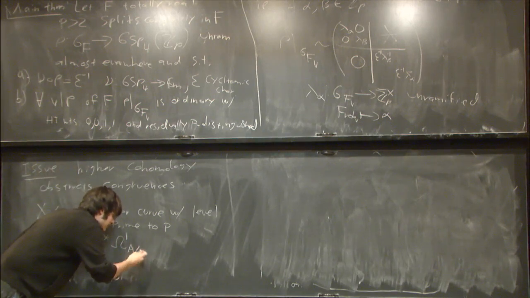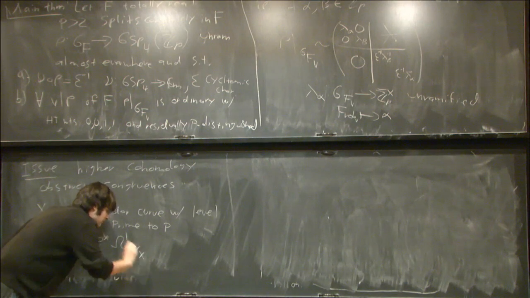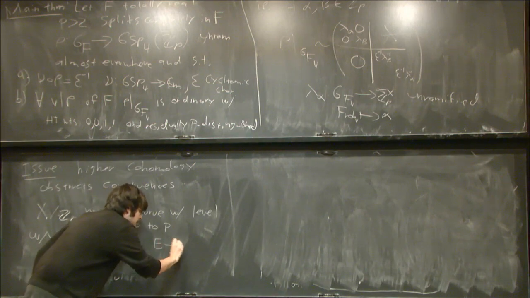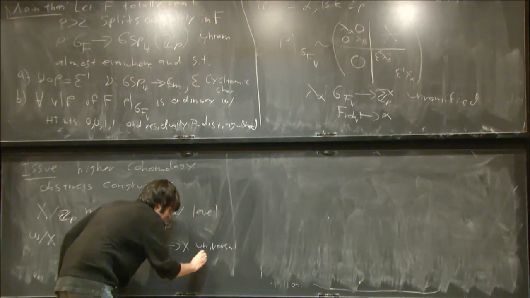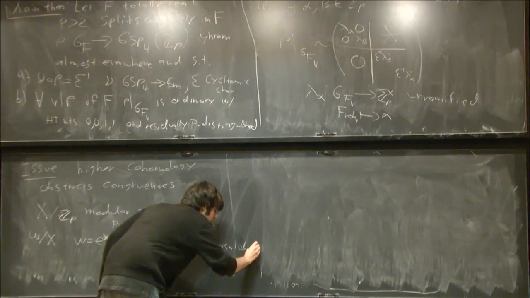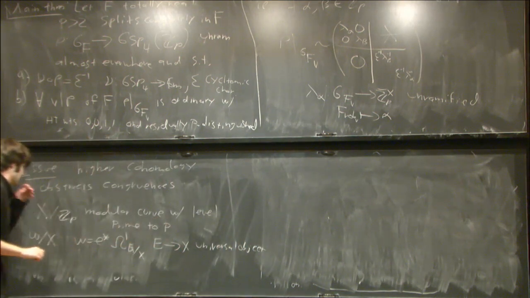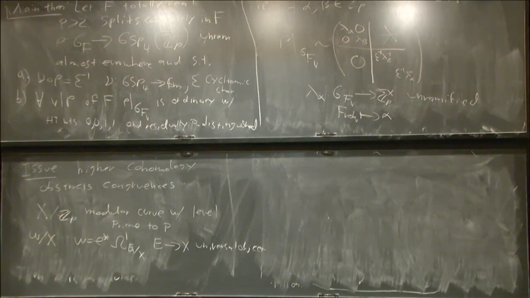omega 1 of E over X, where this is the universal generalized elliptic curve. And e is the identity section. So, OK, I try to mention this in every talk I give.